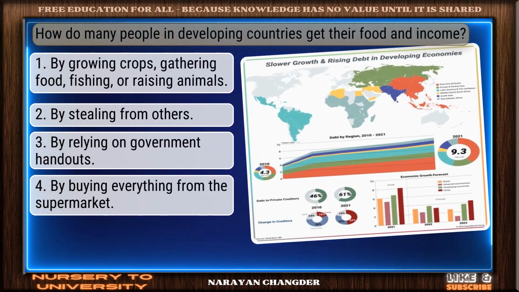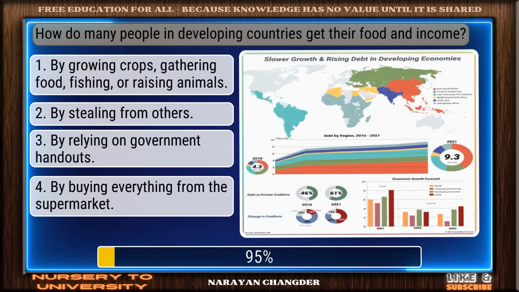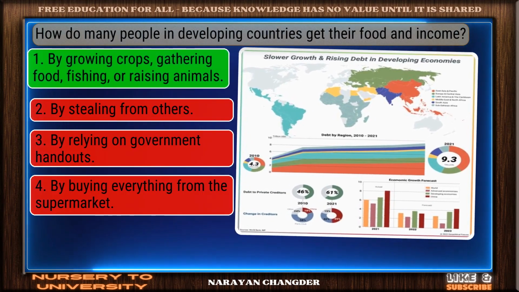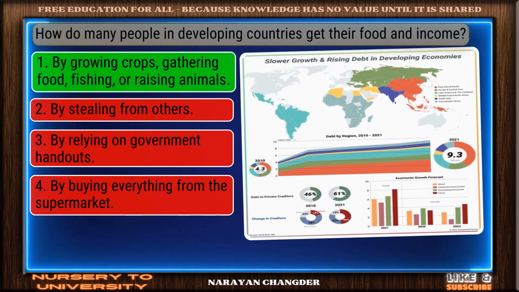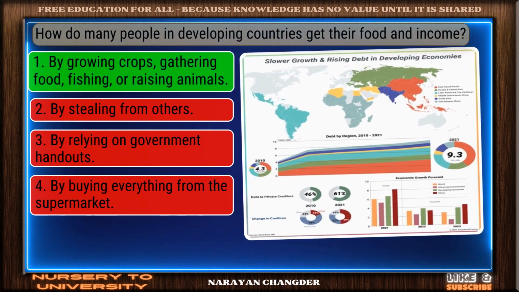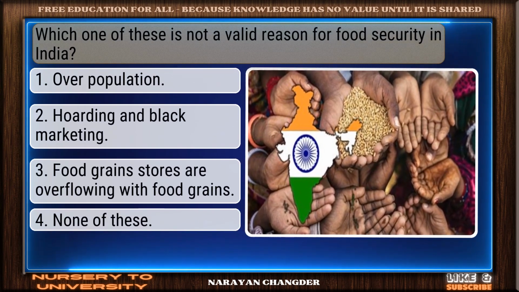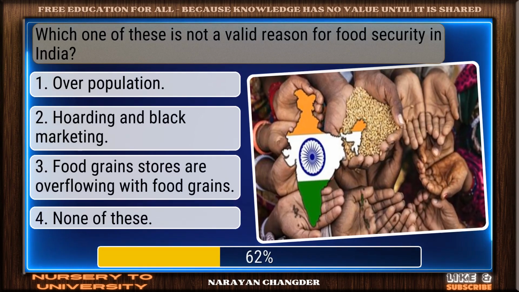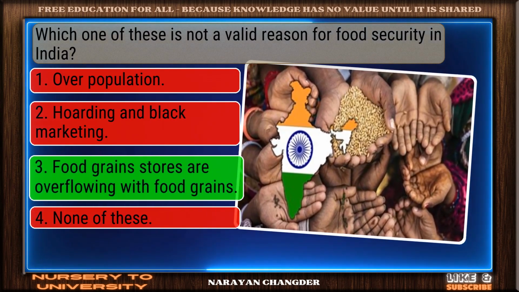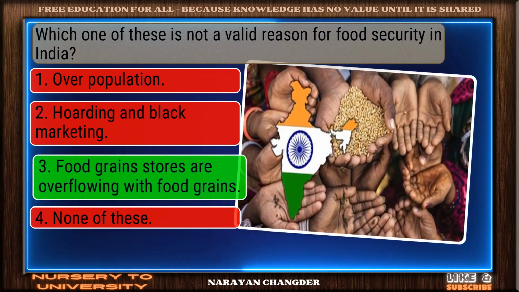How do many people in developing countries get their food and income? Nice selection. By growing crops, gathering food, fishing, or raising animals is the correct and valid answer. Which one of these is not a valid reason for food security in India? Nice work. You chose food grain stores are overflowing with food grains, and it is correct.